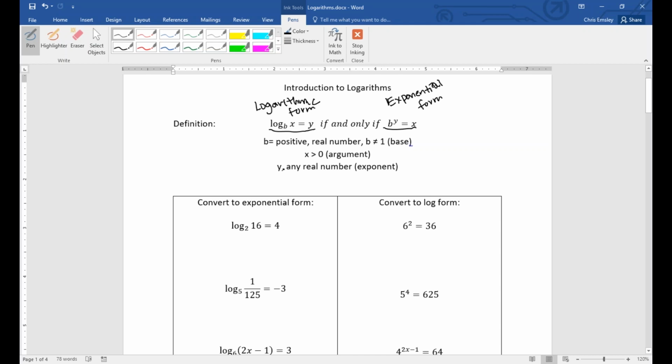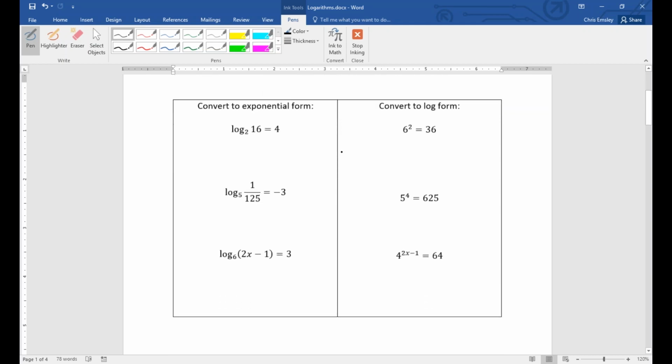And then our final variable up here is y, and the y is the answer to the logarithm. It's the exponent in exponential form. Again, those are the same y's, and y can be any real number. We're going to refer to that value as our exponent. So for our first little activity here, we're just going to go back and forth between those two forms.